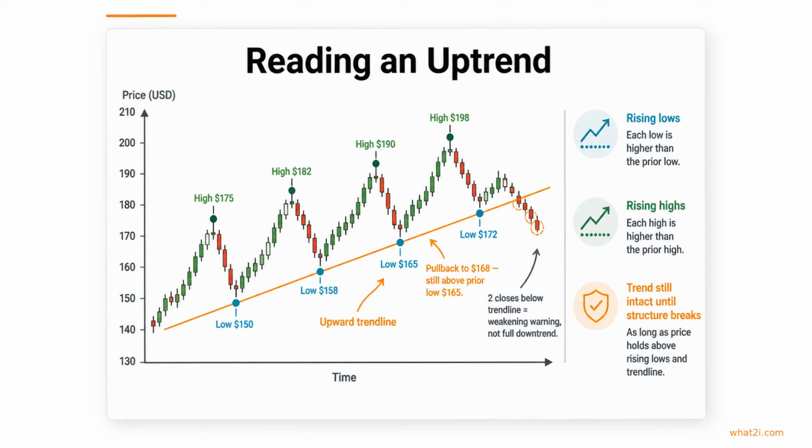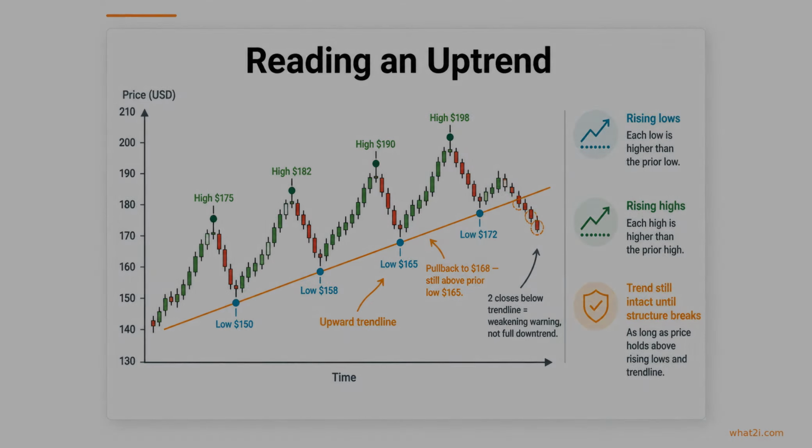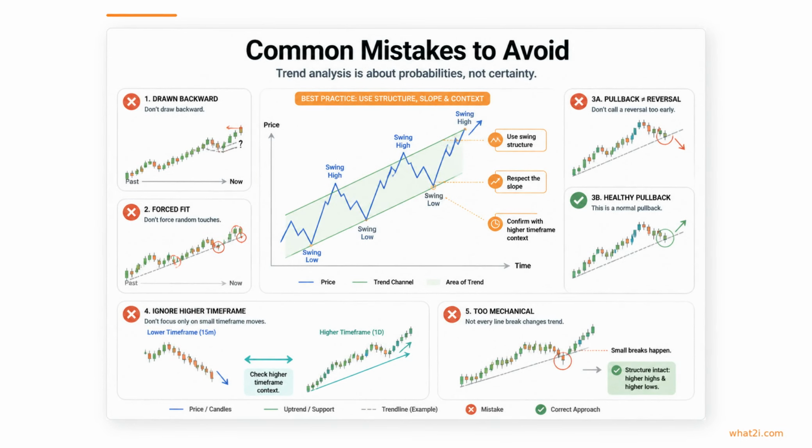If price then dips to 168, that would still count as a pullback, because it remains above the prior low at 165. The trend does not become weak just because price pauses or declines briefly. But if price begins closing below the trend line repeatedly, that would suggest the uptrend is losing strength and deserves a closer look.